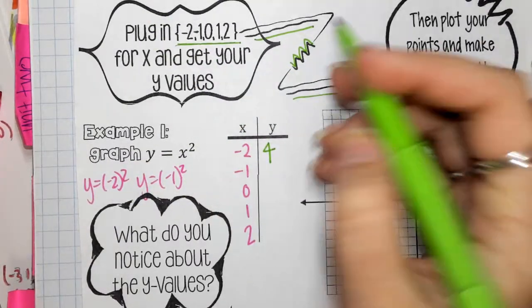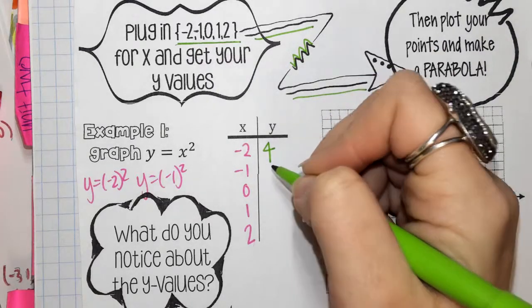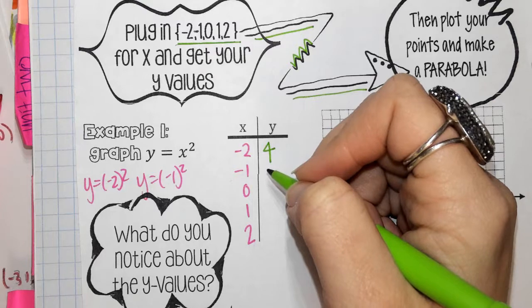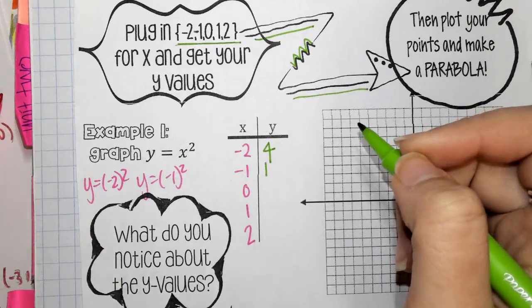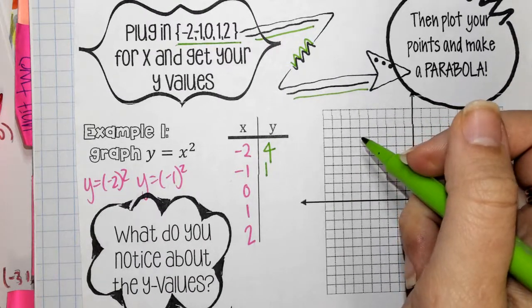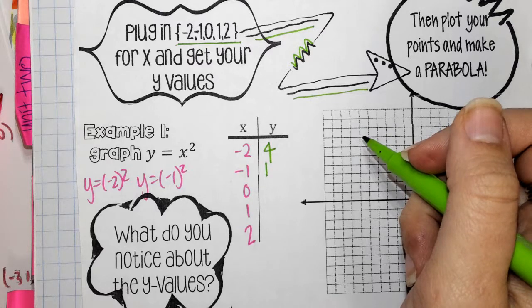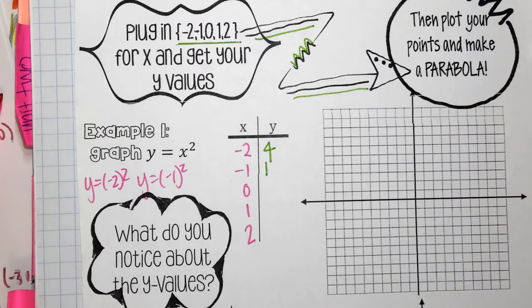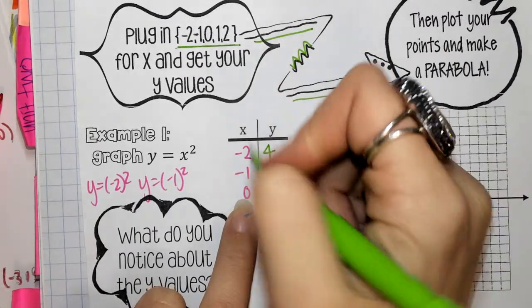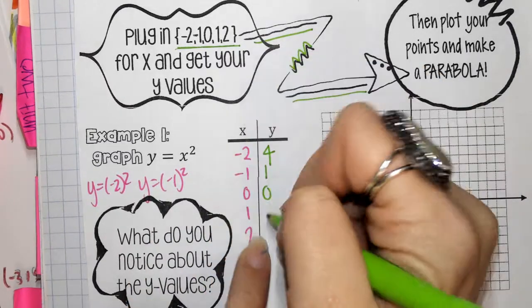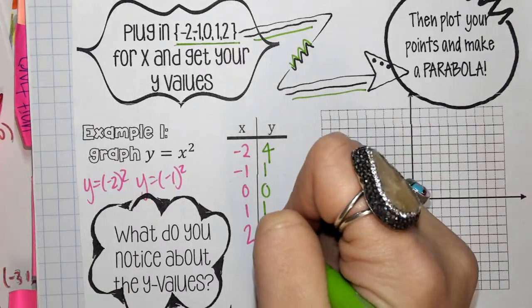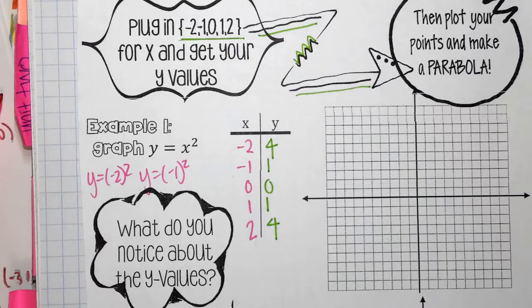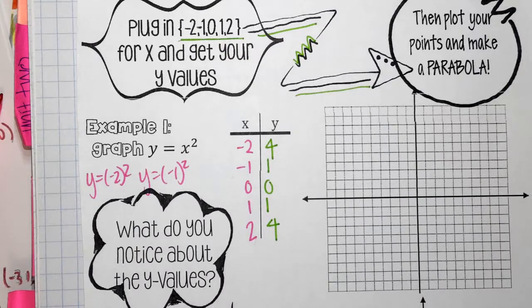Alright, so what's -1 squared? Positive 1. It's -1 times -1. A negative times a negative is a positive. Okay, so all we're doing is squaring our numbers. Does everybody understand? What is 0 squared? 0. What is 1 squared? 1. What is 2 squared? 2 times 2 is 4. Does everybody see where we got our numbers from?